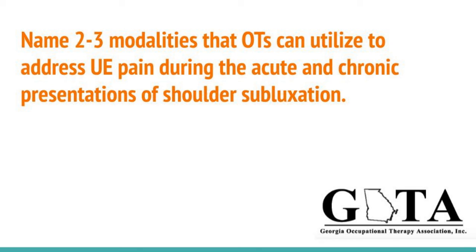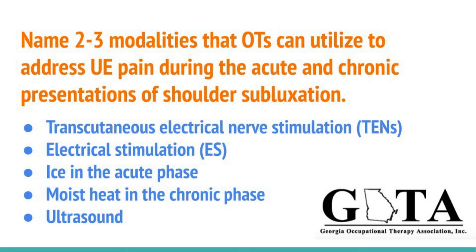Name 2 to 3 modalities that OTs can utilize to address upper extremity pain during the acute and chronic presentations of shoulder subluxation. Modalities that OTs can utilize include transcutaneous electrical nerve stimulation, or TENS, electrical stimulation, ES, ice in the acute phase, moist heat in the chronic phase, and ultrasound.